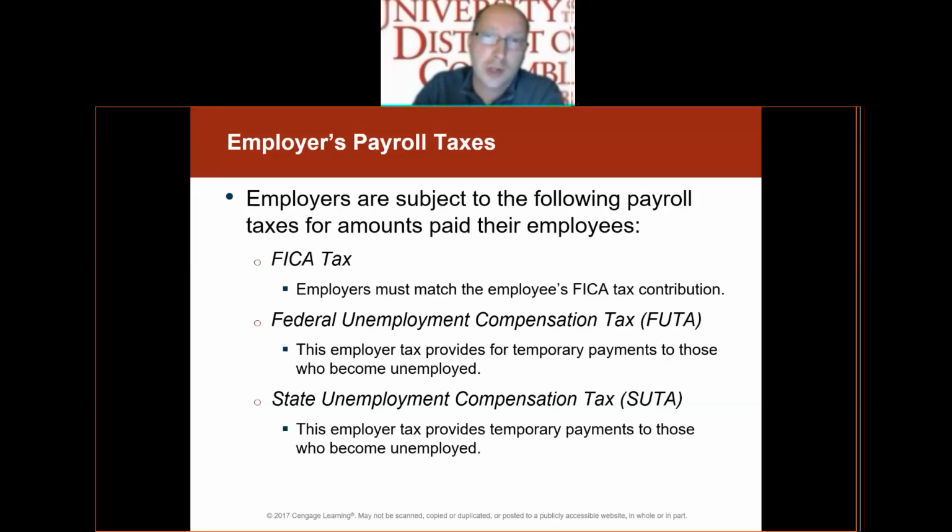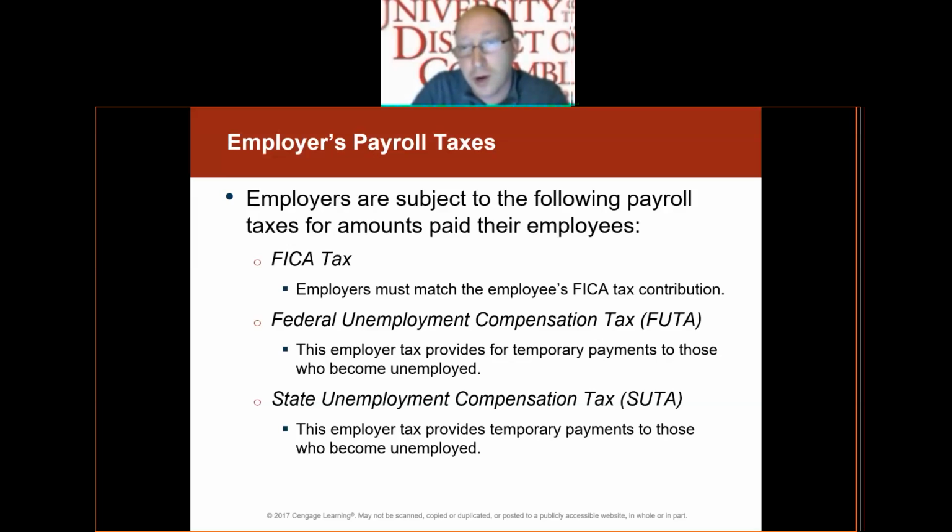So employers are subject to payroll taxes. We call these FICA, FUTA, and SUTA. What fun names. Okay, so FICA is, we have to match your tax contributions. So whatever you pay for federal income tax, your employer pays the same. Whatever you pay for state, your employer pays the same. Whatever you pay for Medicare and Social Security, your employer pays the same.